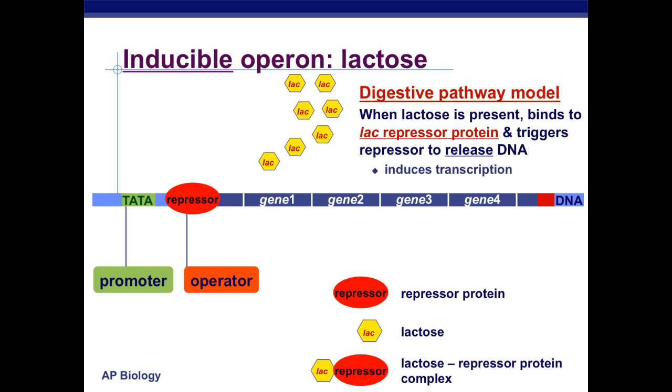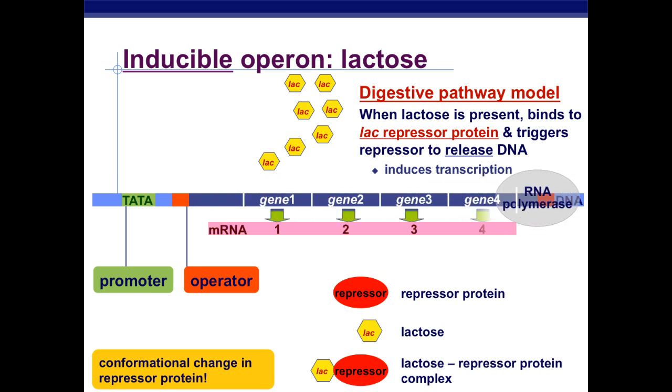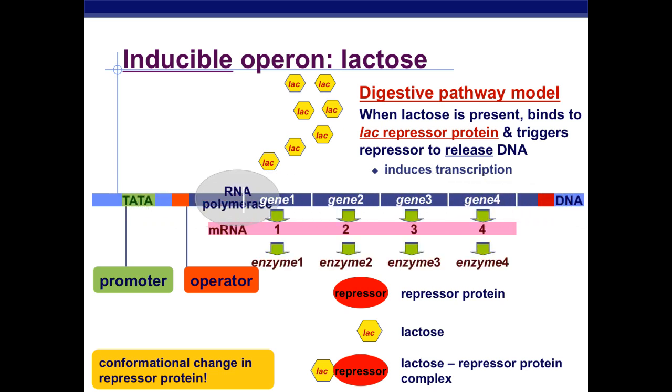But when lactose becomes present, it will bind to the repressor. There'll be a conformational change in the repressor protein, thereby removing the repressor, allowing RNA polymerase to bind, transcribe the gene, and create mRNA. The mRNA is then going to be translated into enzymes that will then digest the lactose.